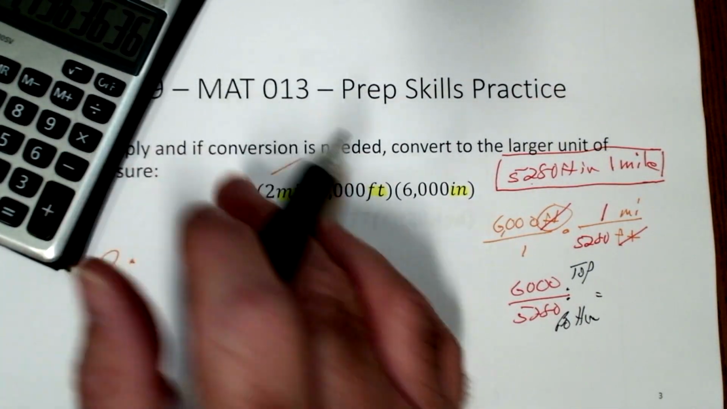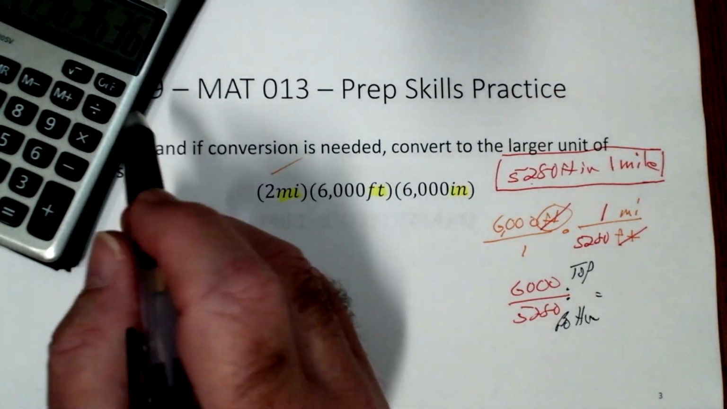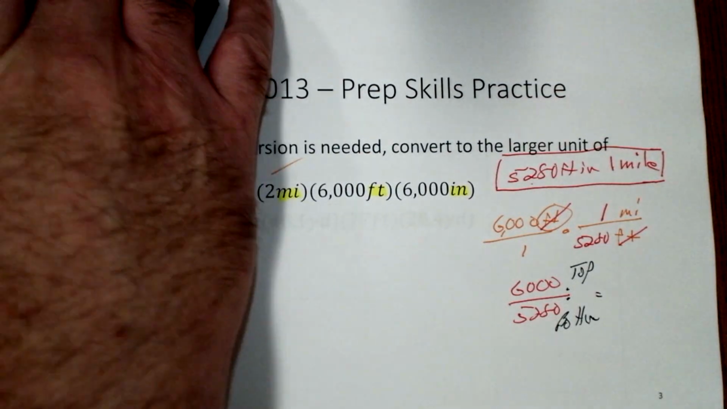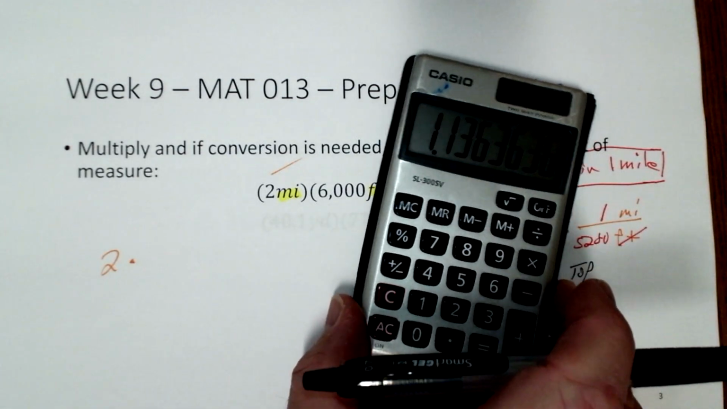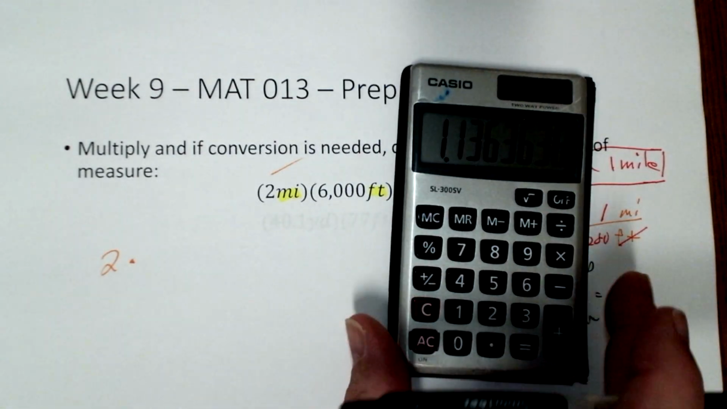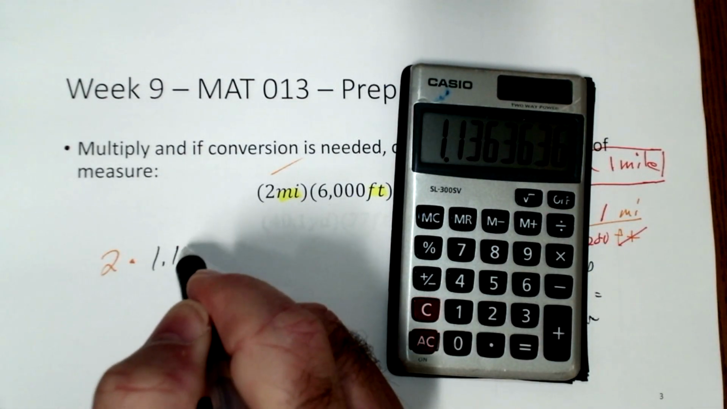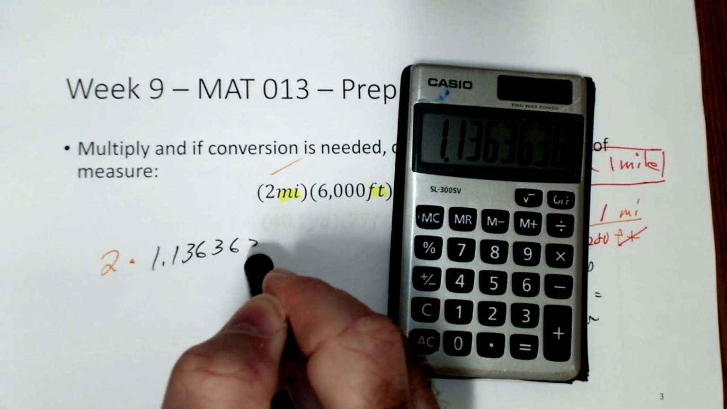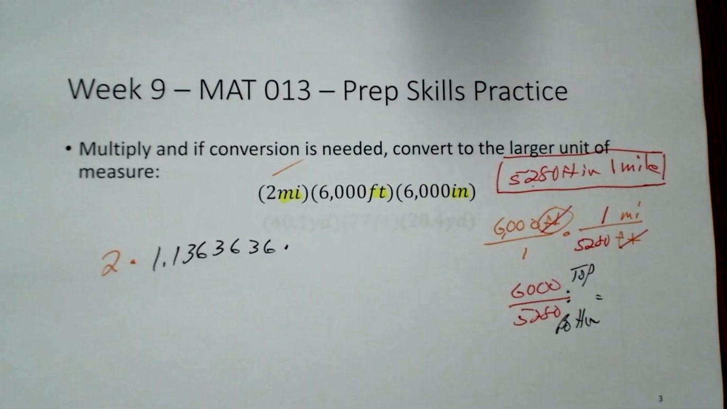It's a rational number. It continues on in a repeating pattern. You can't see that. It's a repeating value. There's our solution: 1.1363636. I'll just use all the values in the calculator.